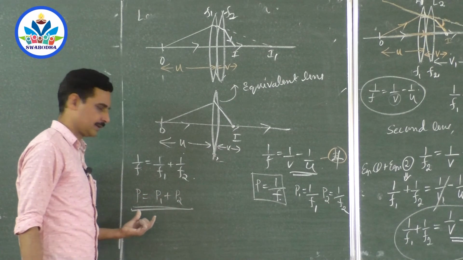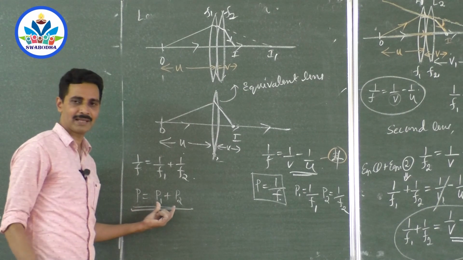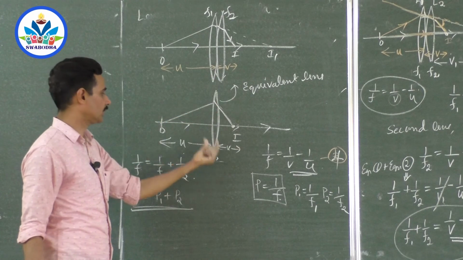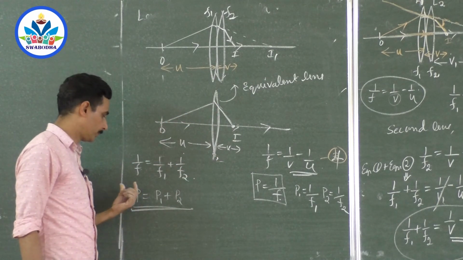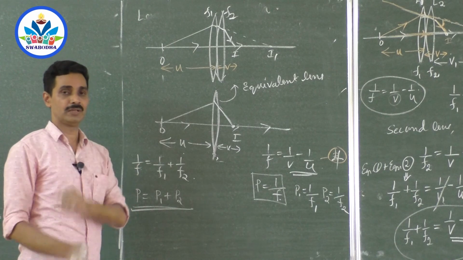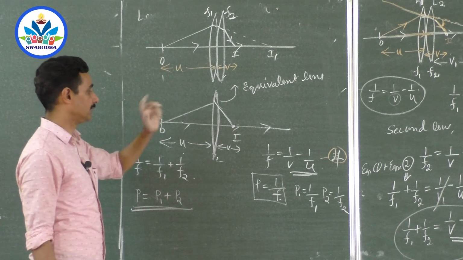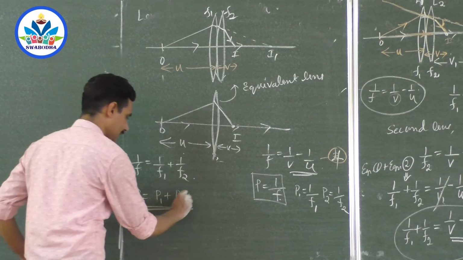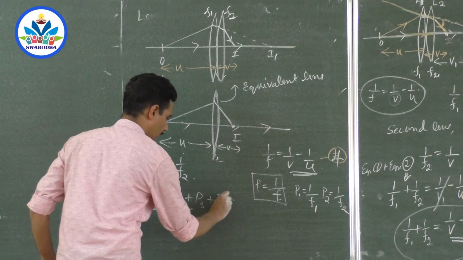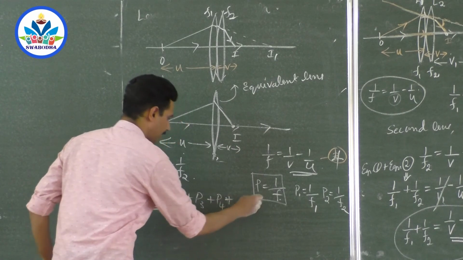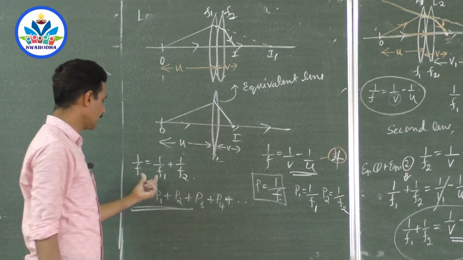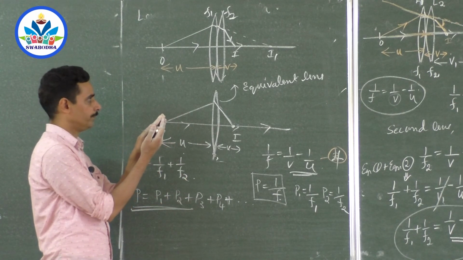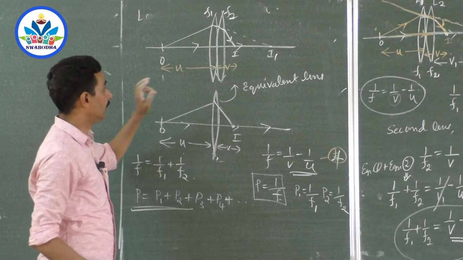What do you mean by this? The total power of the combination has increased. Correct? The power of this is P1, the power of this is P2, the total power is added. So the total power of the combination of two lenses, when two thin lenses are combined, is P equal to the sum of the powers of the individual lenses. And if you have so many lenses, P3 plus P4, and so on. So power increases. What about focal length? It should decrease. How, sir? We will take an example. So if two thin convex lenses are combined together, focal length decreases and power increases.